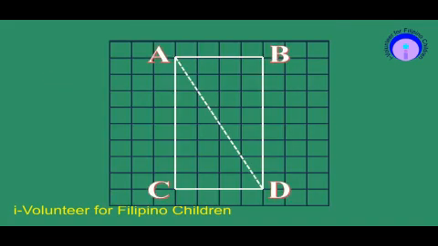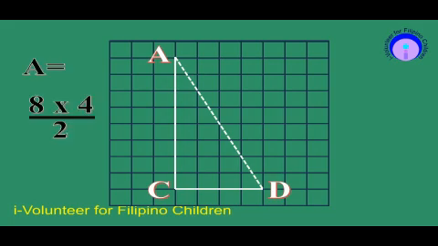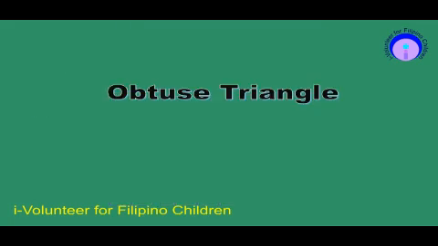The right triangle. Where is the base? Line CD. Where is the height? Line AC. Now, multiply 8 and 4 divided by 2, and the area is 16 square centimeters.